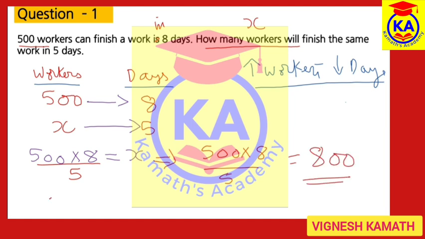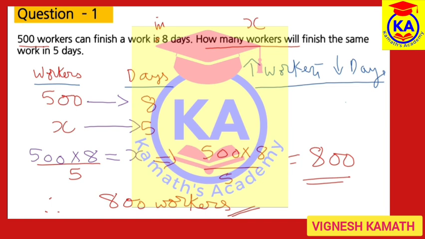So in conclusion we have to write: 800 workers can finish the work in 5 days. 800 workers are required to finish the work in 5 days. I hope you're clear with this.